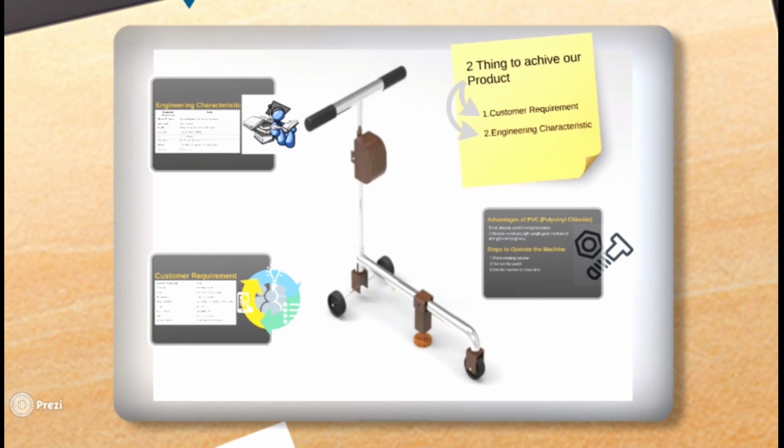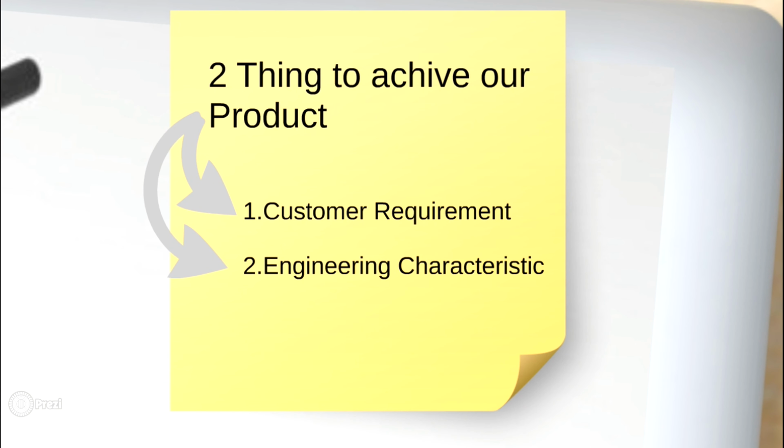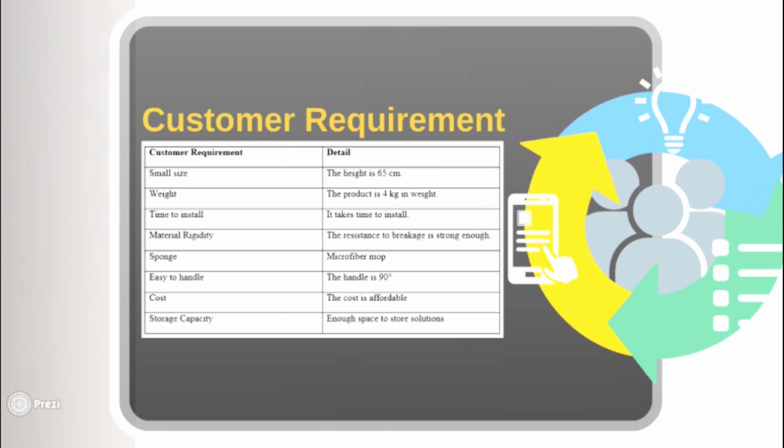Hi. So now I will talk about the design of our group. This is the design specification for our product. As you can see, there are two things that we need to achieve for our product. Firstly is customer requirement. From the data that we collect, there are things that we need to evaluate, which are size, weight, the time for the product to be installed, rigidity of material, sponge, easiness of a customer to adapt with the handle, cost, and lastly storage capacity.